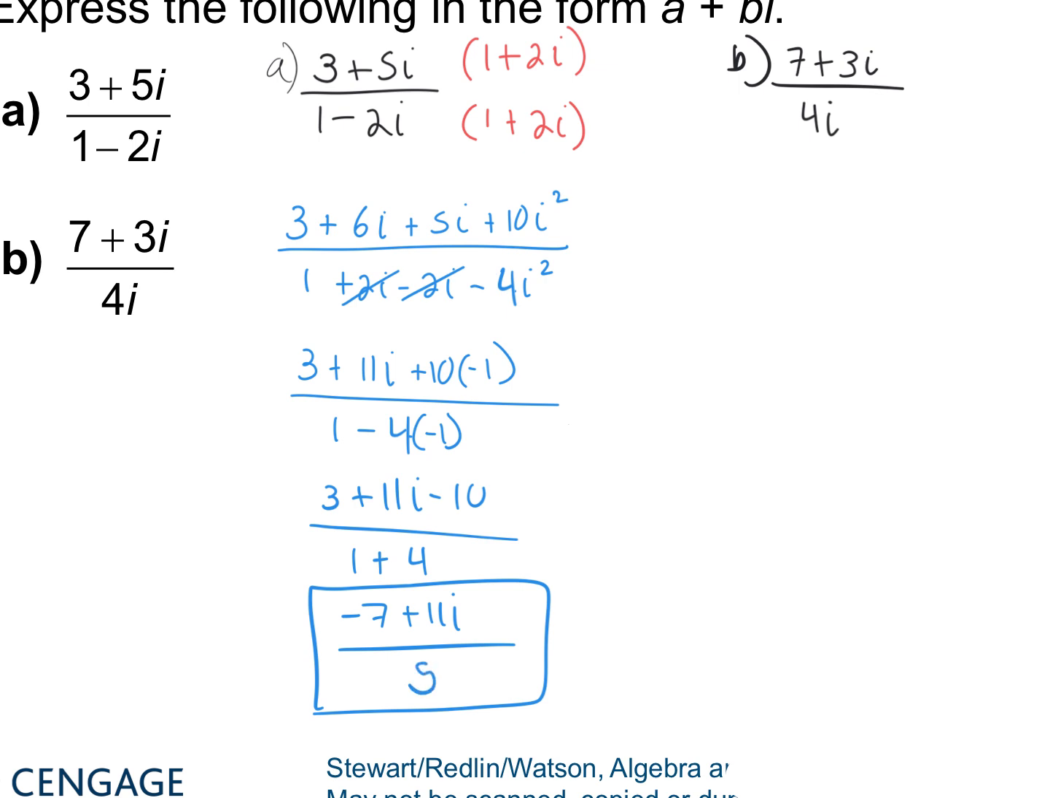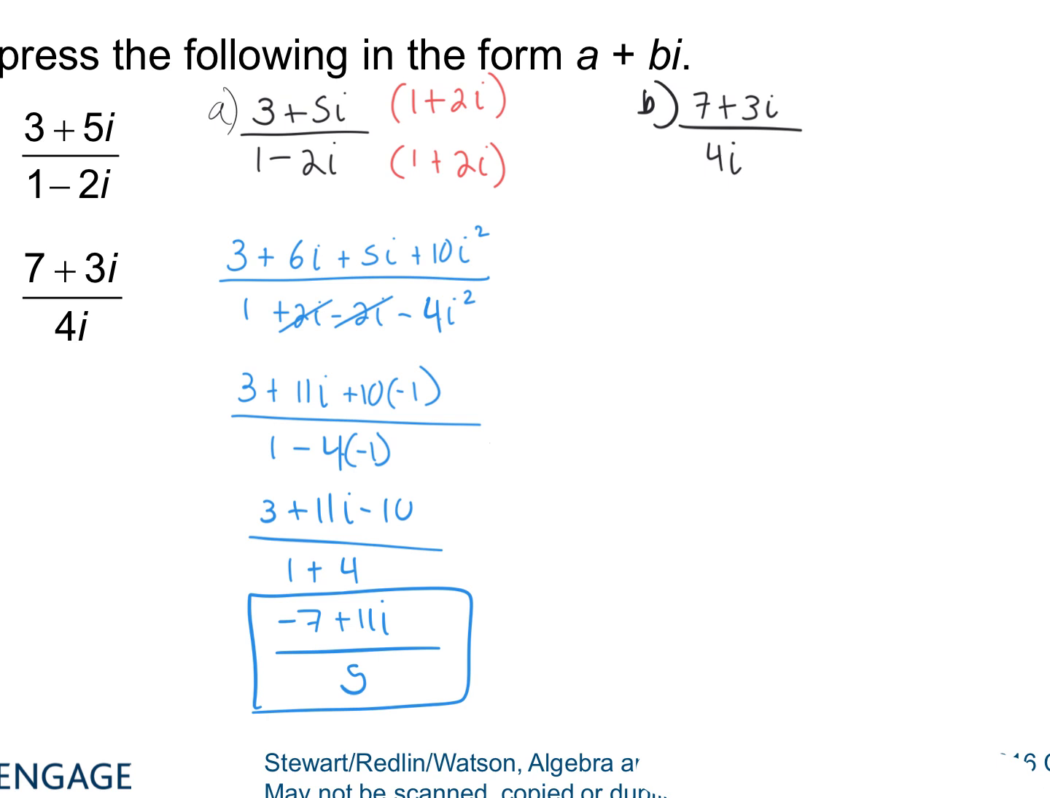Sorry about that. For B, we might not have a visible conjugate, but we do have it. Keep in mind we have a plus 0, which is the real part. So the conjugate for 4i is going to be negative 4i. Remember, it's 0 + 4i, so it's going to be 0 - 4i. So I'm just going to go ahead and multiply by negative 4i.